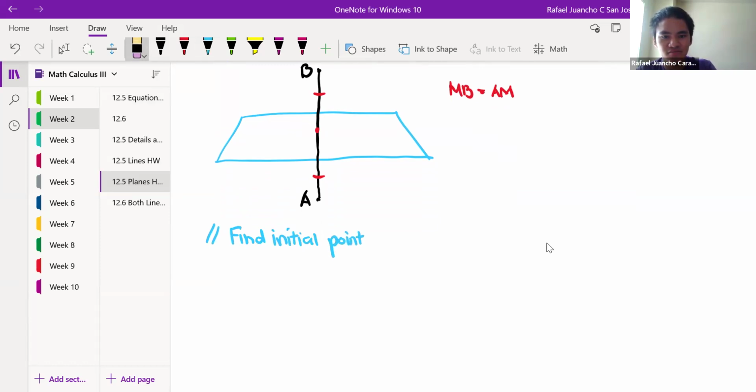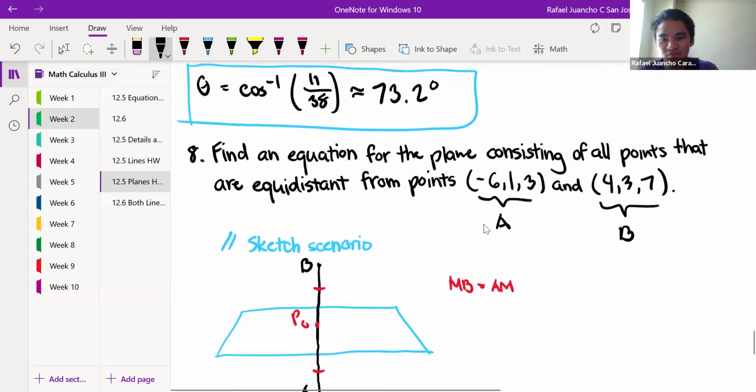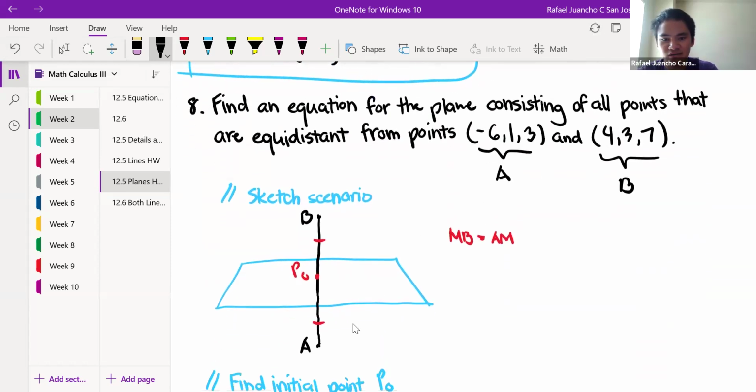So actually, instead of M, it's called P naught, which stands for initial point. So our P naught, which has some X naught, Y naught, and Z naught values, is just going to be the components of B added to A divided by 2, because we're trying to find the midpoint. So we're basically adding them and then dividing them, right? So let's quickly do that.